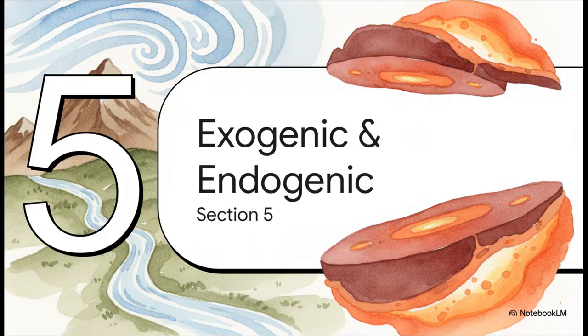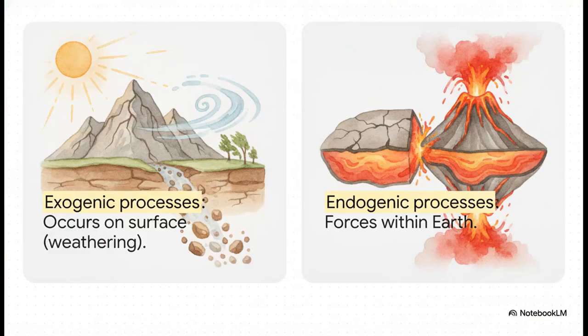Which brings us to Section 5, exogenic and endogenic processes. So you might be wondering, what massive forces are actually driving this whole rock cycle, shaping our mountains, carving our valleys, and literally moving entire continents? Well, we categorize these giant planet-shaping forces into two types, exogenic and endogenic.